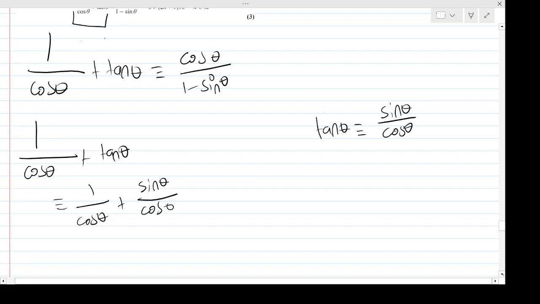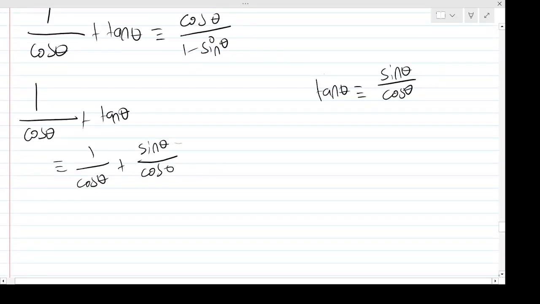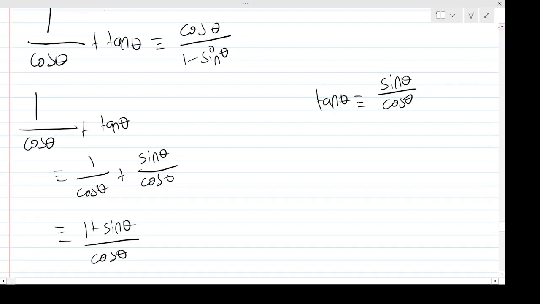But anyway, so we converted tan theta into sine and cos theta, right? So now we've got a fraction. Well, actually, we've got a common denominator, right, of cos theta, so we can just simply add the top. Then it's 1 plus sine theta over cos theta. Now, remember, the aim is we need to get to cos theta over 1 minus sine theta.